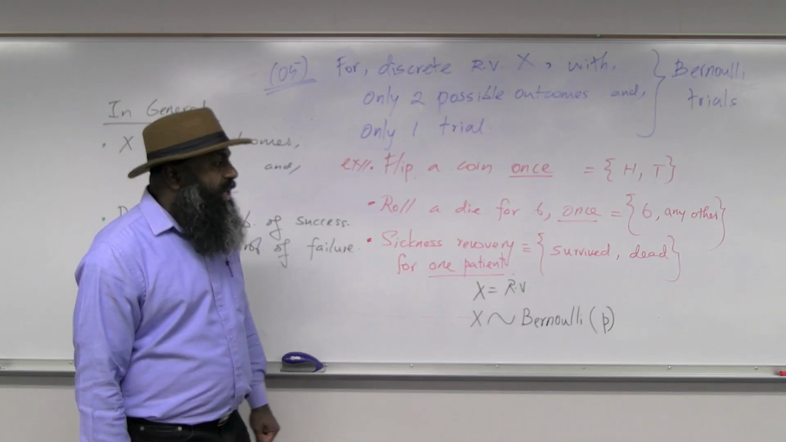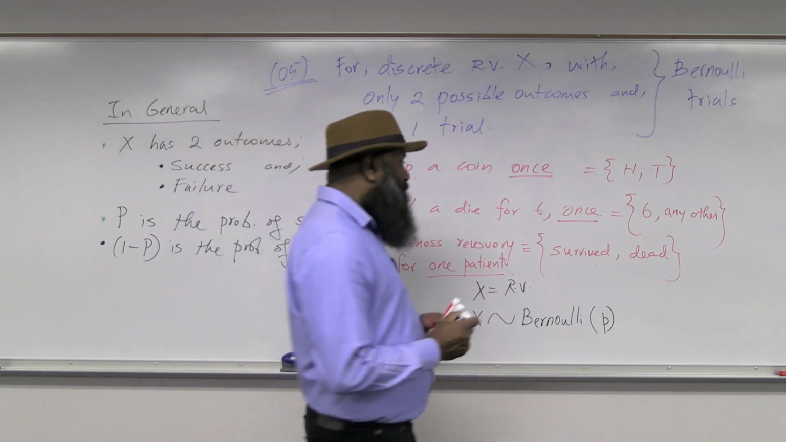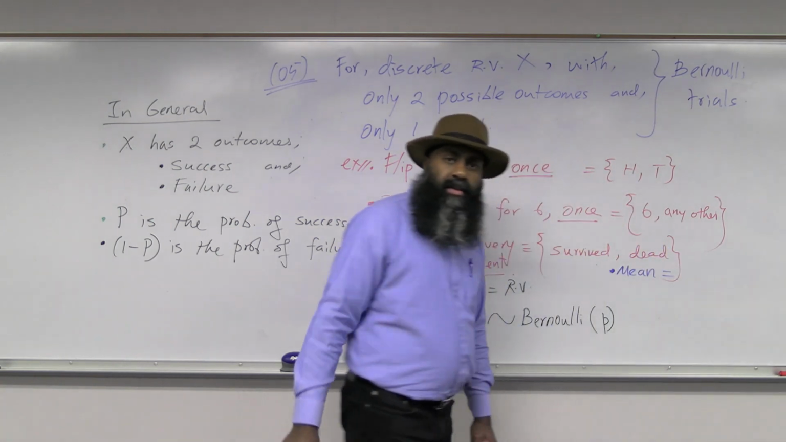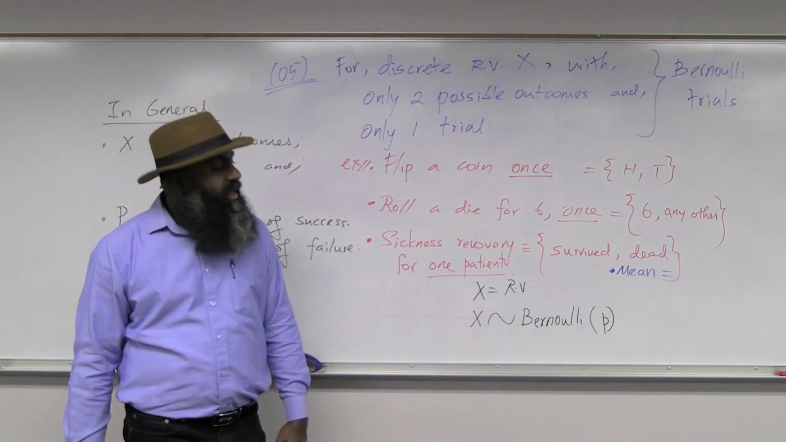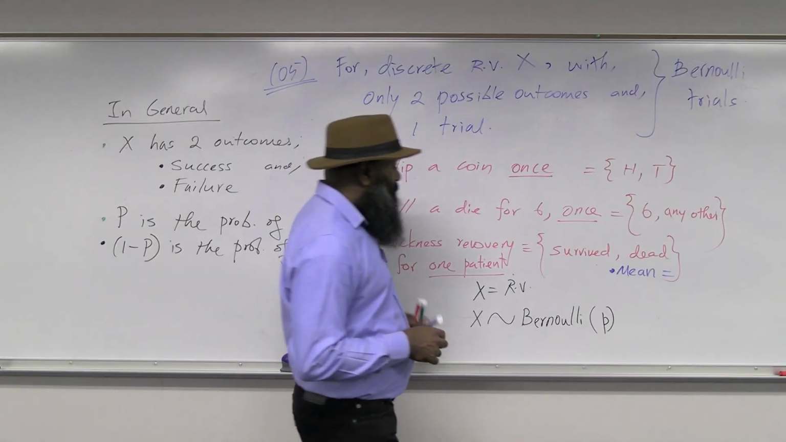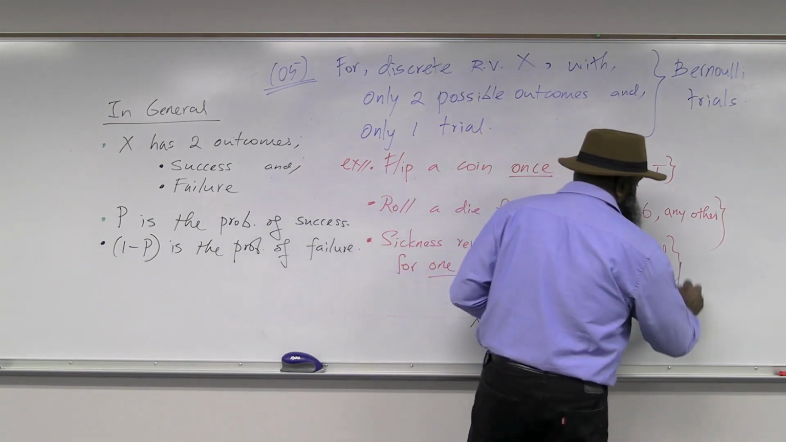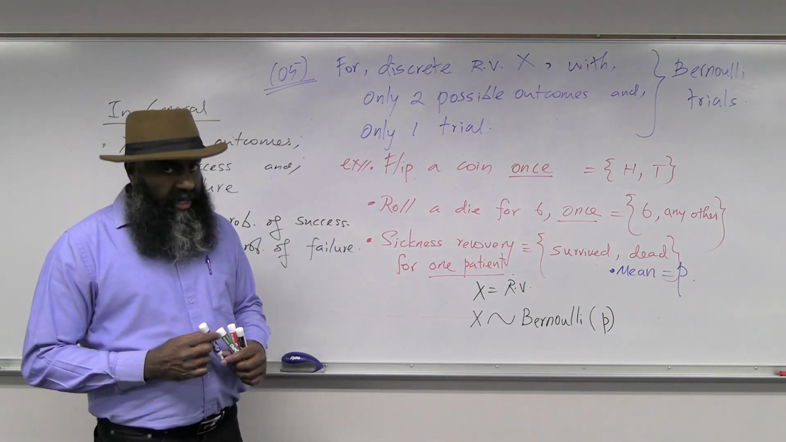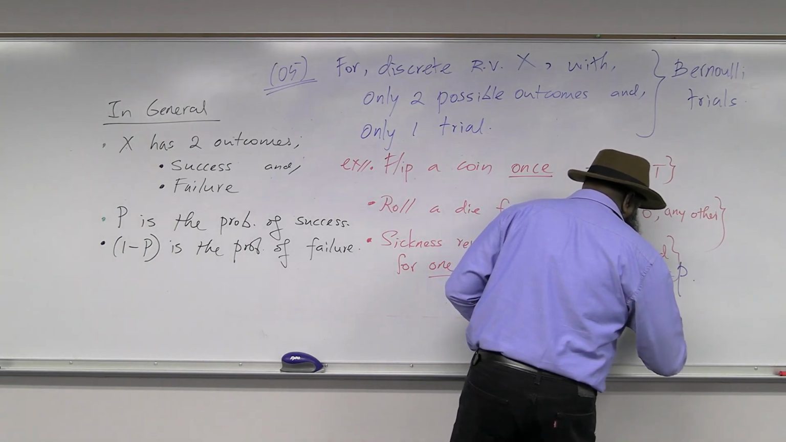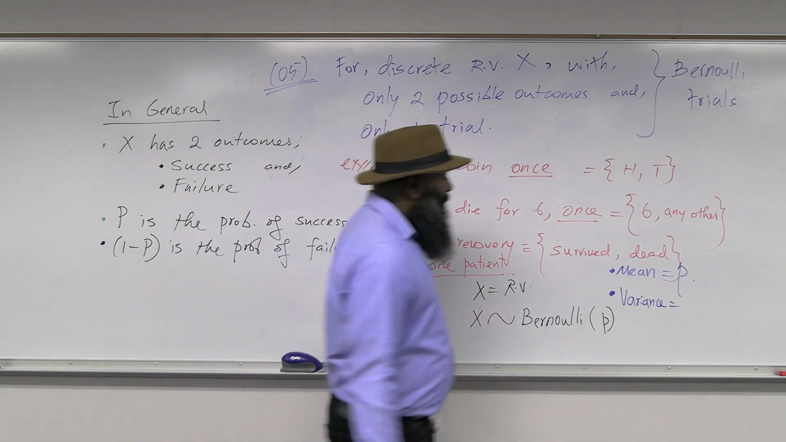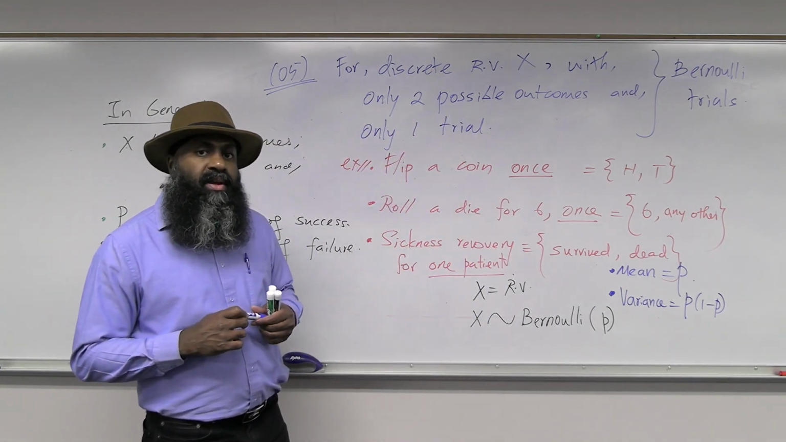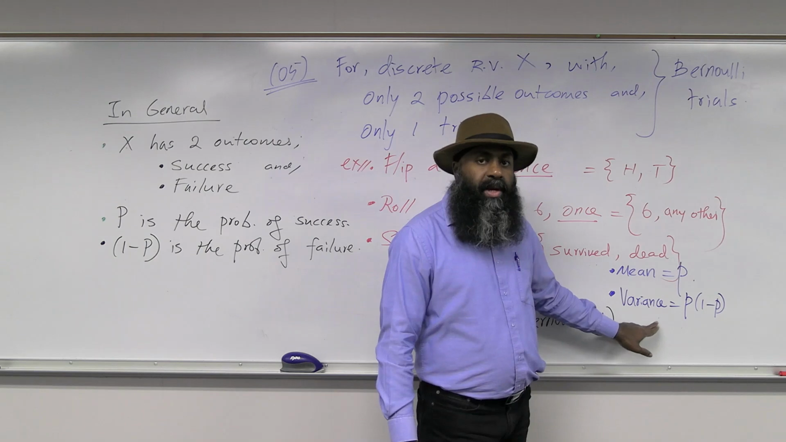In addition to that, you will also need the mean and variance. So the mean for the Bernoulli distribution: just like for the normal distribution, we had a mean and variance, right? So every distribution will have a mean and a variance. For the Bernoulli distribution, the mean is equal to the probability of success, which is P. You will need these things. And then you will also need the variance. The variance is equal to P times 1 minus P, which is the probability of success times the probability of failure. That is the variance for the Bernoulli distribution.